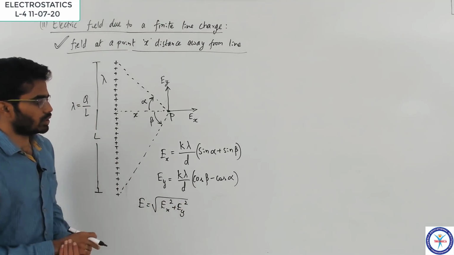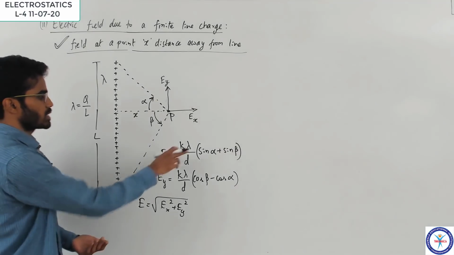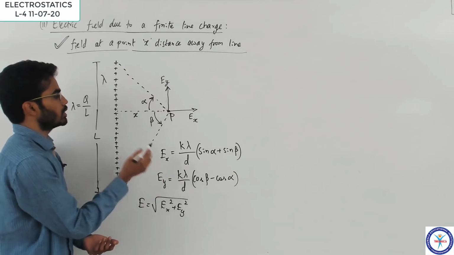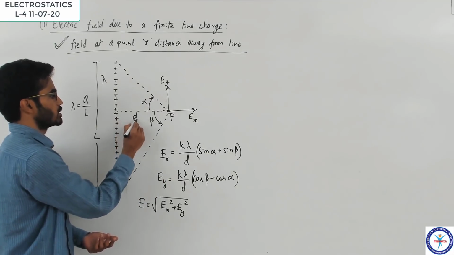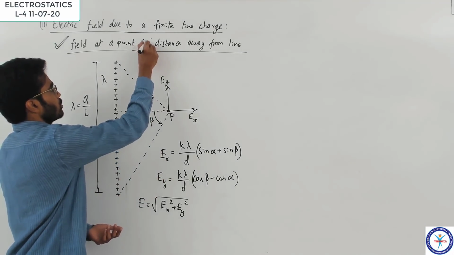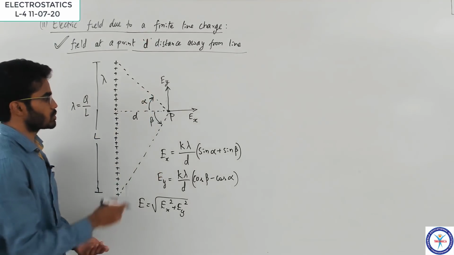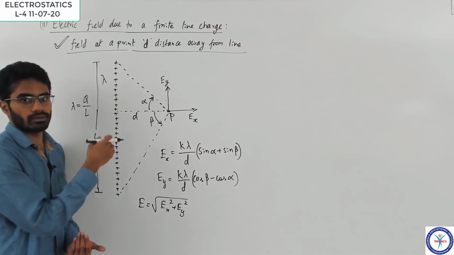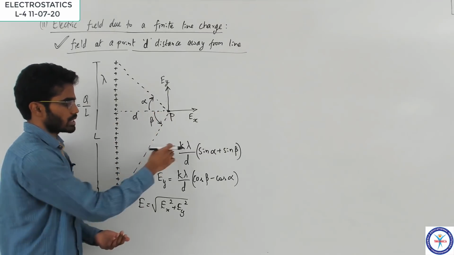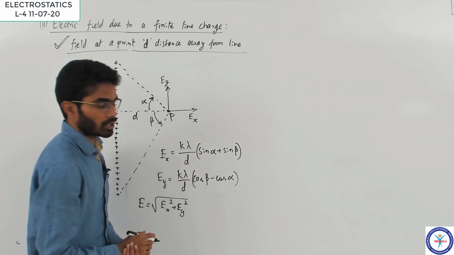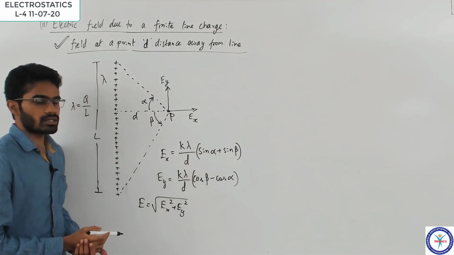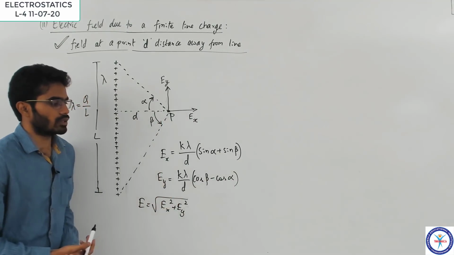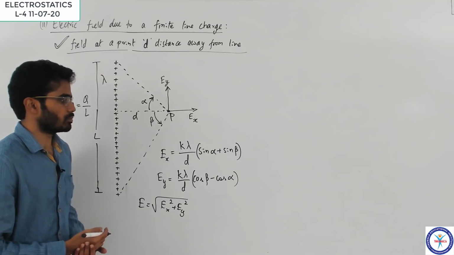So we are not going into the derivation. This is how the expressions are. Ex will be k lambda by d. Let us say d is the distance from the point to the line. Now it is k lambda by d times sine alpha plus sine beta, using these angles, and Ey will be k lambda by d times cos beta minus cos alpha. So these are useful expressions, you can remember them.